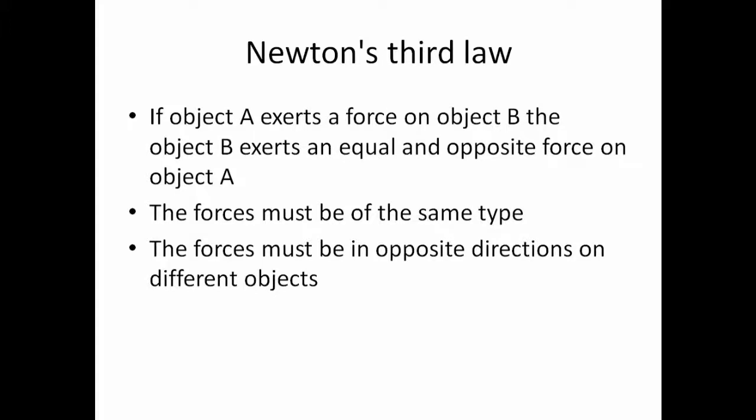And on to Newton's third and final law. If object A exerts a force on object B, then object B exerts an equal but opposite force on object A. Newton's third law is possibly the most difficult, the easiest to trip up on, because there are two things you have to know: the forces must be the same type, and the forces must be in opposite directions. We know that, but they must also be on different objects.